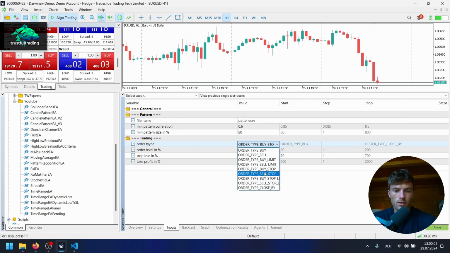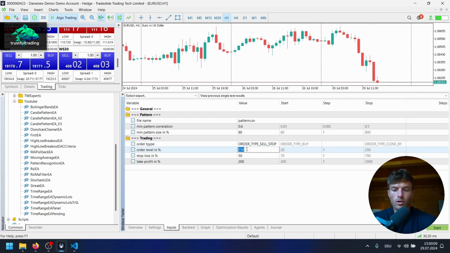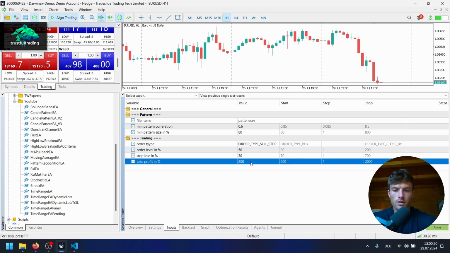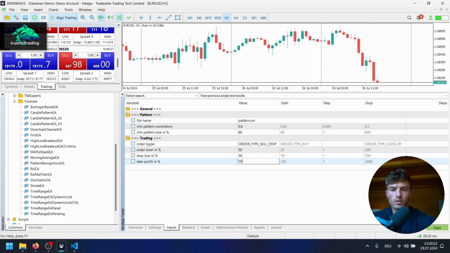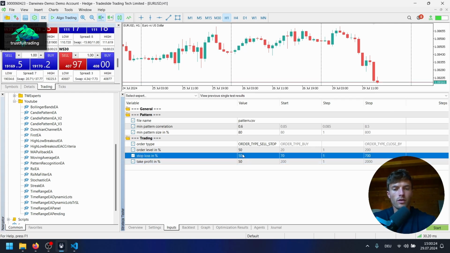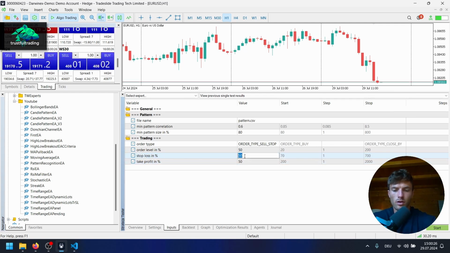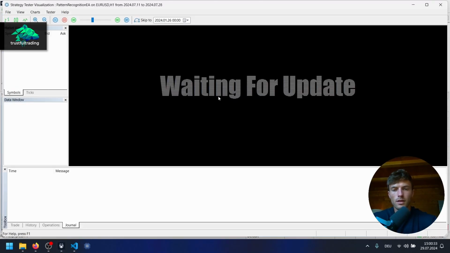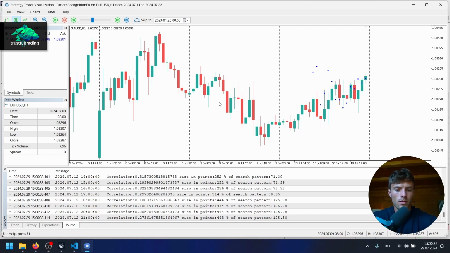Let's do a sell stop. This has to be below the current price. So this is maybe 50% of the pattern. And then we want to have a take profit also at 50%. So this will be the minimum of the pattern, and a stop loss a little bit above the pattern, so 60%. So let's test this again. Let's see.